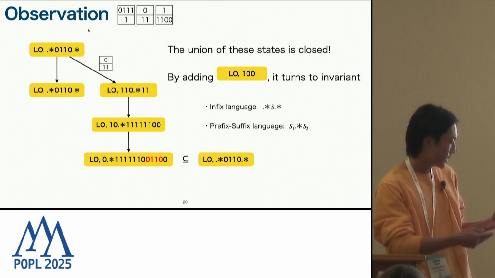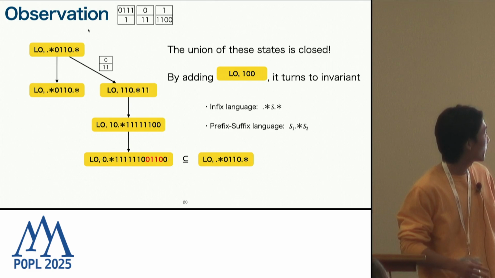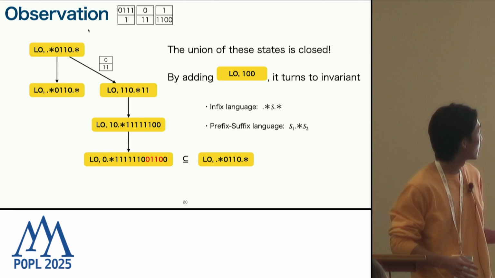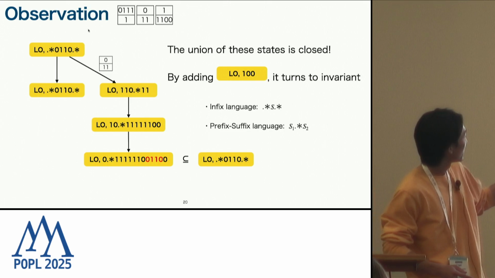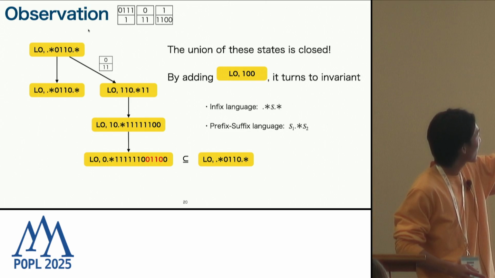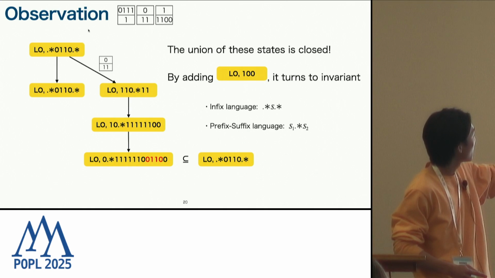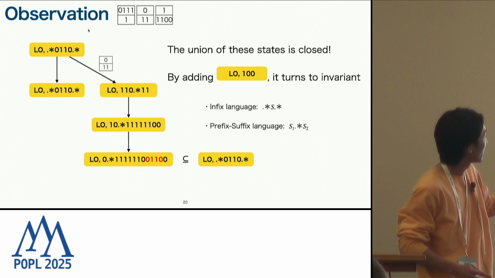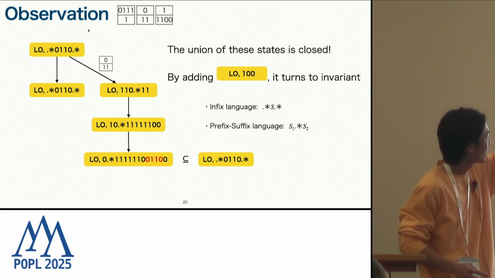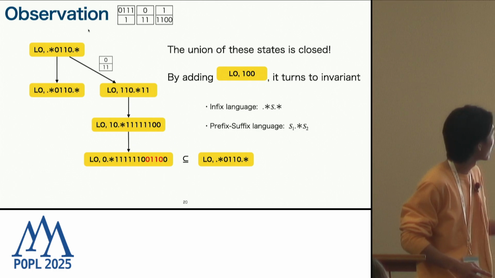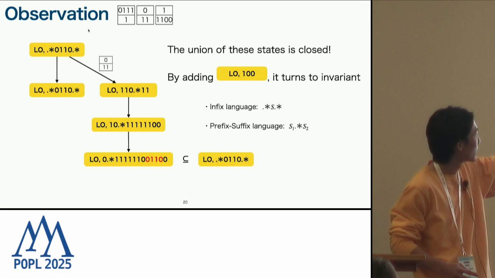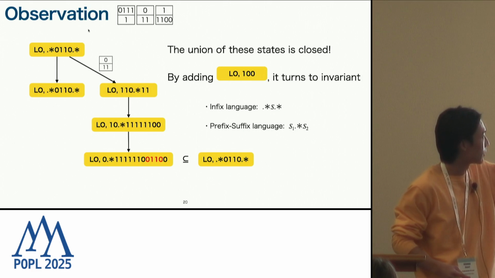And the second case is that the wildcard part is actually empty, and the upper word of the second tile matches with the first character of 0110. In this case, 110 will be the prefix, and the lower word 11 will be the suffix. So it transitions to lower 110.11.